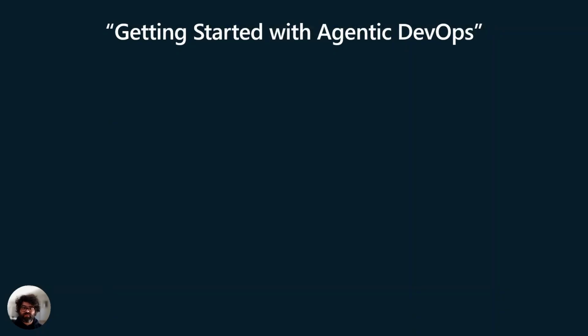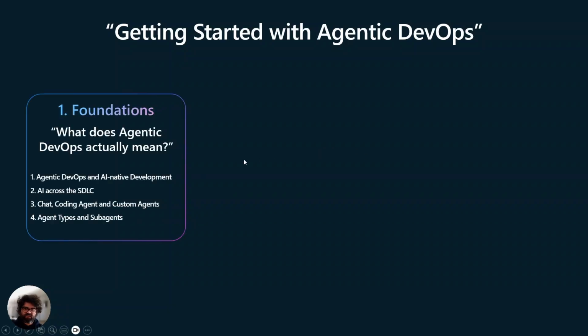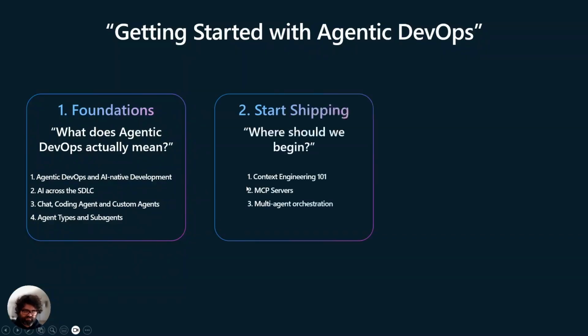So this being the first video of the series, let's just do a quick run through of what we're going to talk about. And we're going to start with the foundations. Answering the question, what does Agentic DevOps actually mean? And we'll talk about AI across the SDLC, the software development lifecycle. What is chat mode and coding agents and custom agents? And then what are agent types and even sub-agents and how you can delegate work from one to the other.